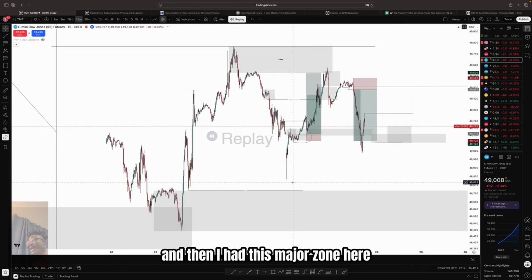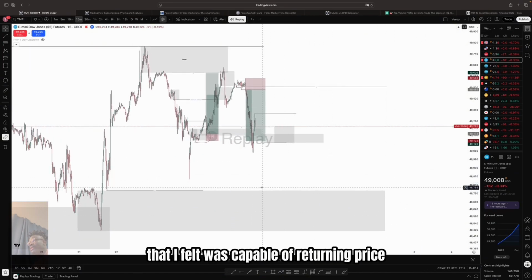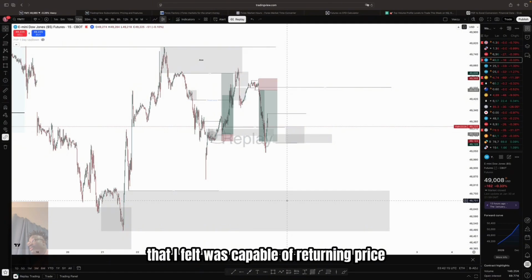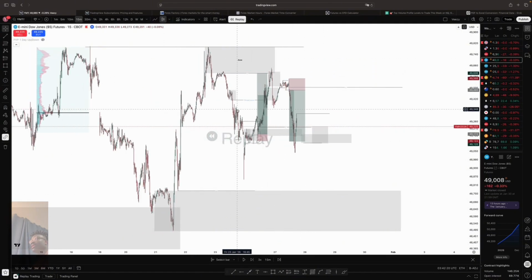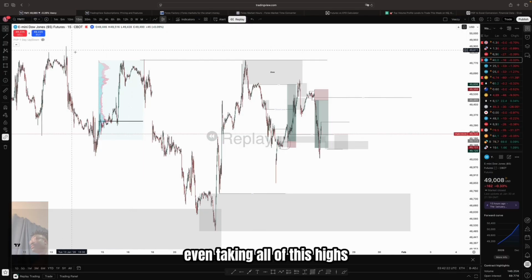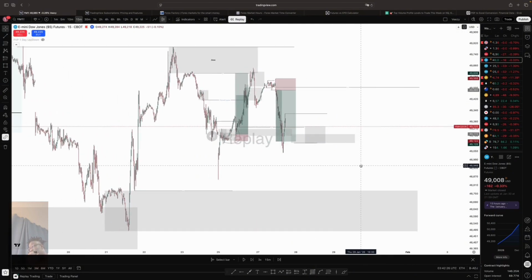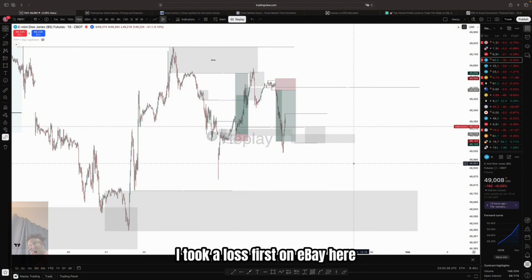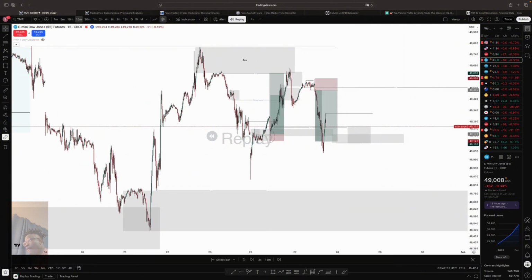And then I had this major zone here, like I said earlier, that I felt was capable of returning price back to these highs, and even taking all of these highs. That's the projection. So from next week I'm going to be looking for buys. I took a loss first on a buy here. I'll show you guys just how it went through.